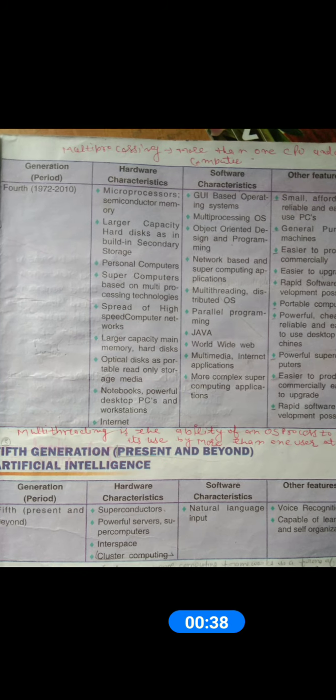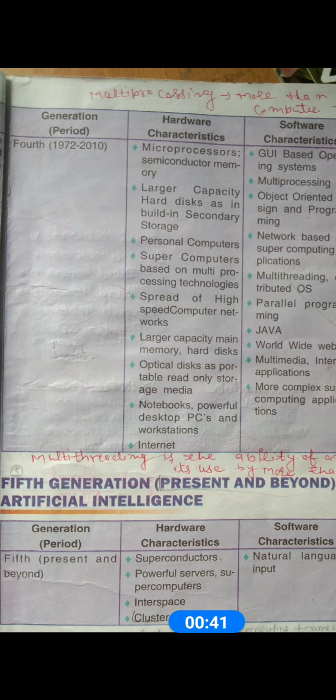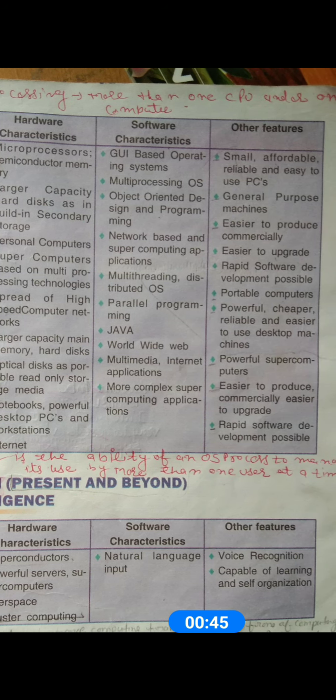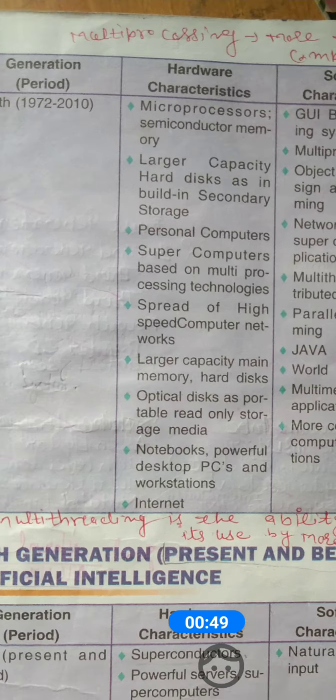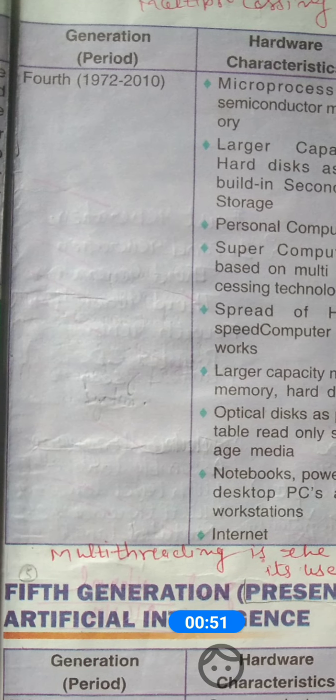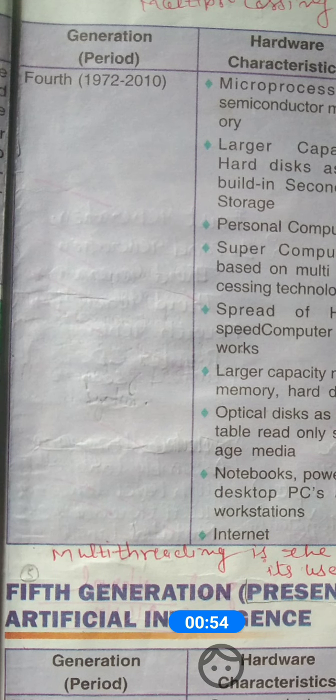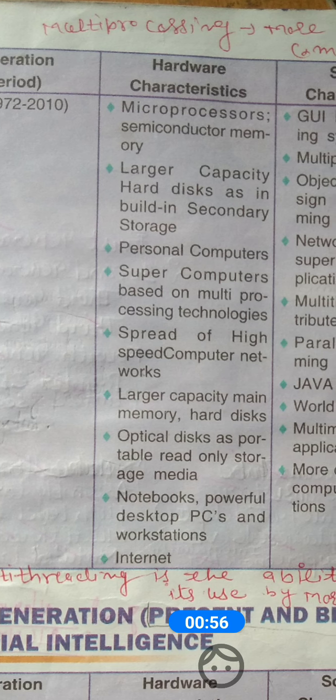Now, what are the hardware characteristics, software characteristics and other features of this generation of computers? The fourth generation period is 1972 to 2010. What are the hardware characteristics? Microprocessor and semiconductor memory were also introduced in this period.